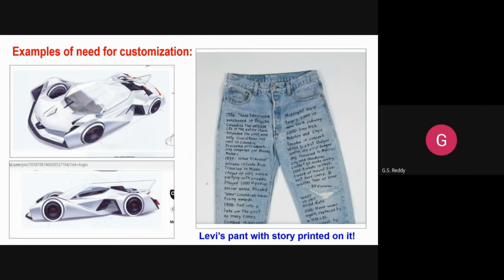To tell you, people can come up with just a CAD model, they can give the CAD geometry, you can start slicing it and you can produce it. It's as simple as that it looks. So people are going for a Lewis plant with the story printed on it. So it becomes easy once you have this kind of system in place.